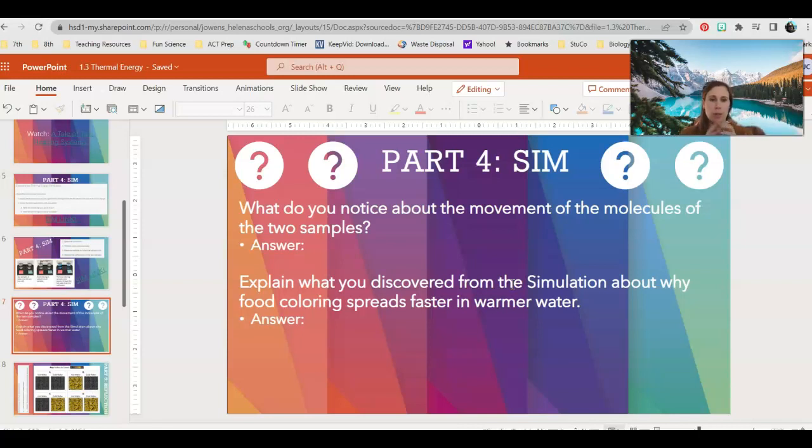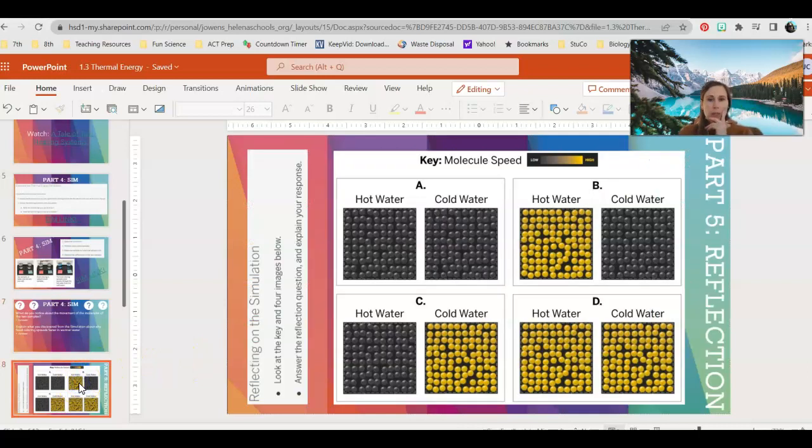Okay, when you are done with that, come on back to this video and we'll move on to our reflection. Okay. Reflecting back on what you saw, we have a little diagram for you to look at. So look at the 4 images and the key. Answer the reflection question and explain your response.